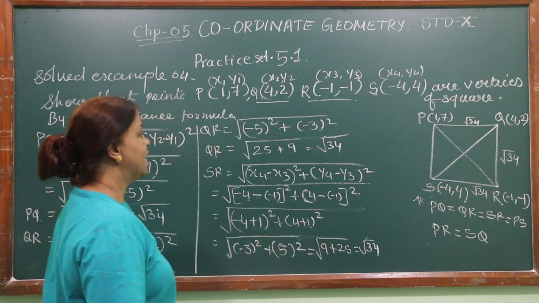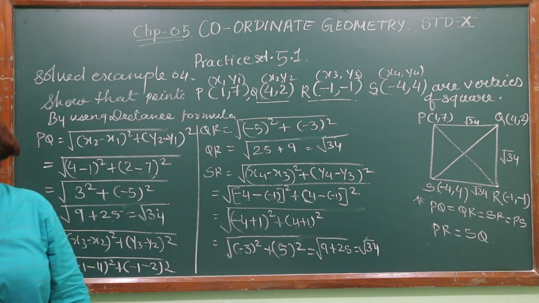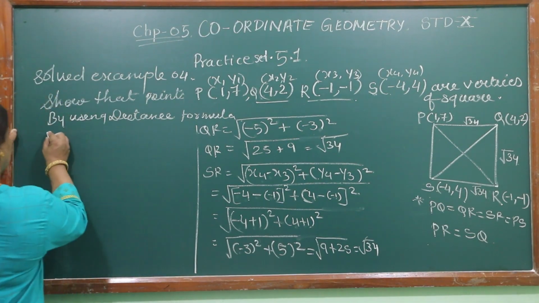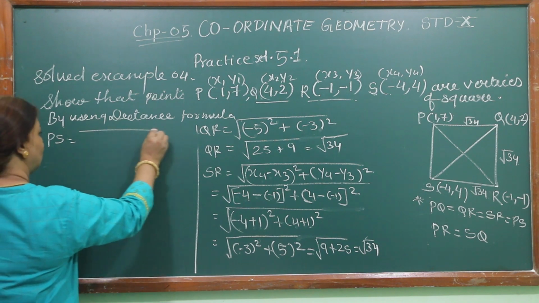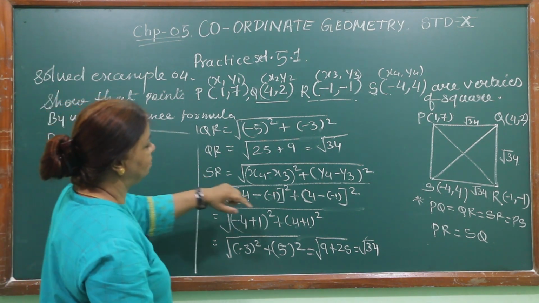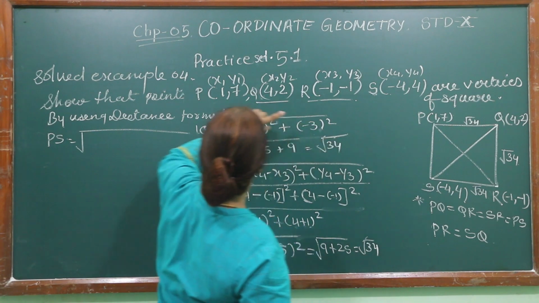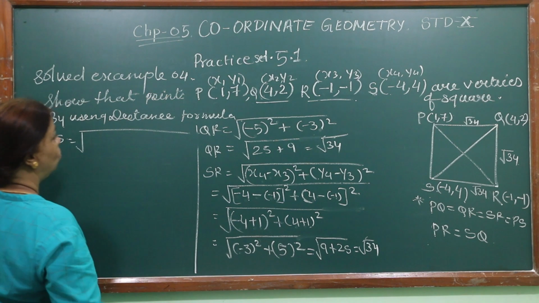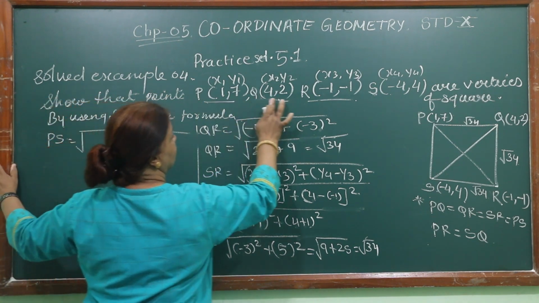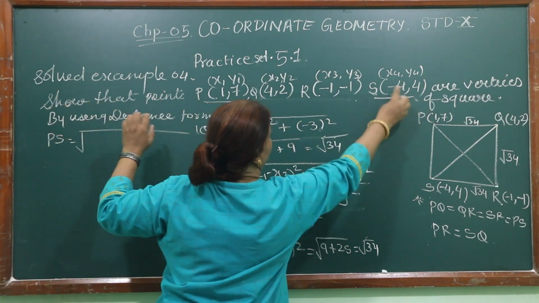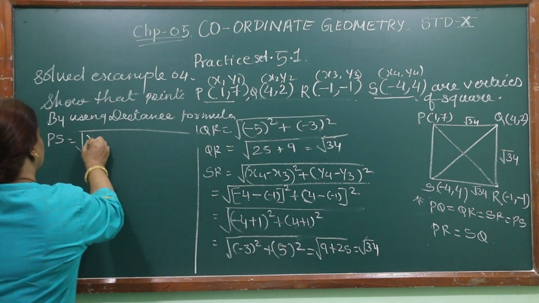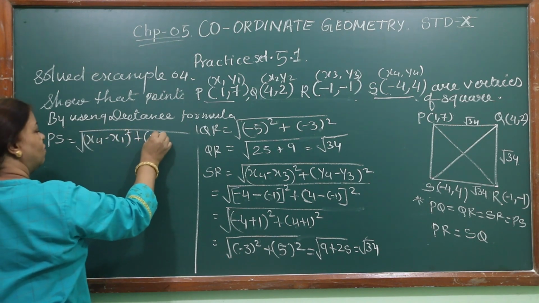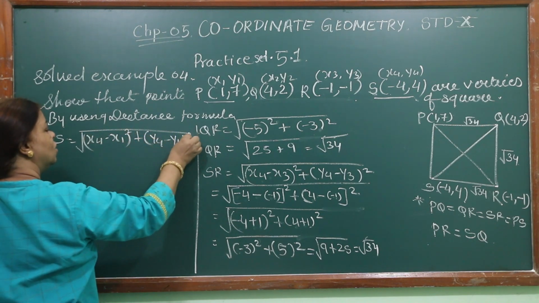Now we will find out PS. Let me rub this, children. Now we will find PS by distance formula, children. P and S. Where is P? This point, and S is (-4, 4), this point. So (x4 minus x1) the whole square plus (y4 minus y1) the whole square.